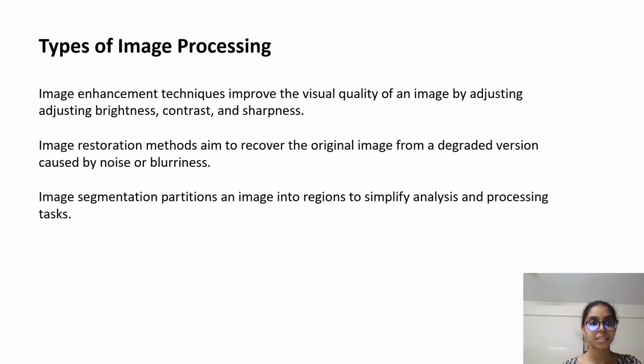Types of image processing. Enhancement techniques improve the visual quality of an image by adjusting brightness, contrast, and sharpness. Image restoration methods aim to recover the original image from the degraded version caused by noise or blurriness. Image segmentation partitions an image into regions to simplify analysis and processing tasks.